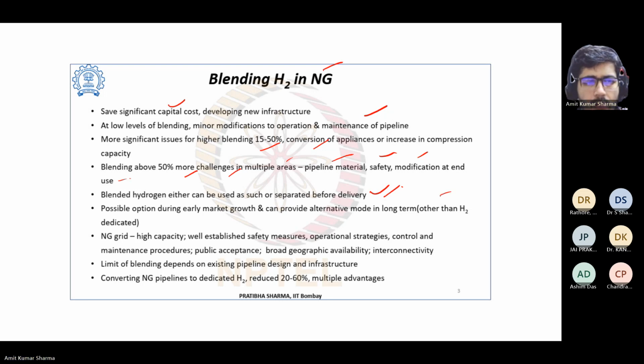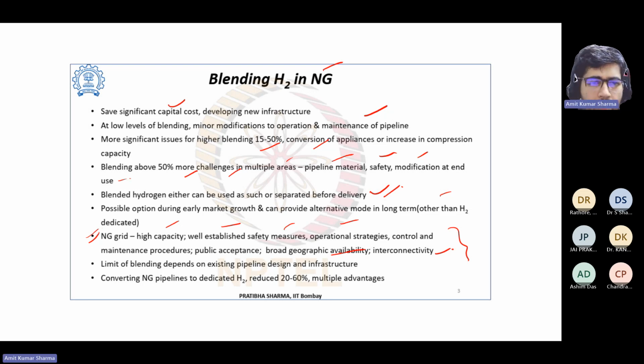Okay. So the natural gas grid has high capacity, well-established safety measures, and operation strategies. We have control and maintenance procedures. Public acceptance is there for the natural gas grid, NG grid. Broader geographic availability and interconnectivity. So I think now all over India we have an NG network and NG grid.